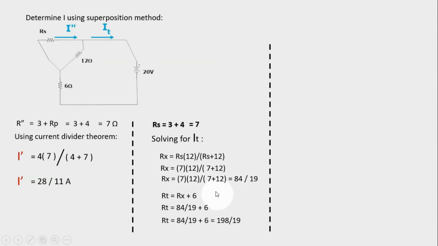Okay, and we also get the total resistance to be able to solve for the total current. The total resistance is equal to RX plus 6 ohms, and RX was already solved, which is 84 over 19, plus 6. So RT is 198 over 19. To solve for the total current by Ohm's law, we get 20 volts divided by the R total. So 20 divided by 198 over 19. So negative 190 over 99.